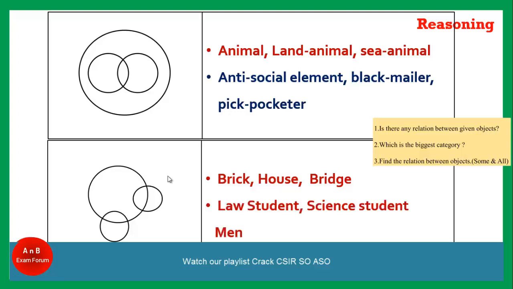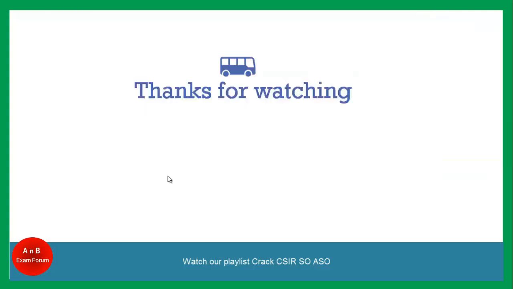Law student, science student, and man. Again, this represents the same thing. This man is the biggest category. You can have a look at it, whatever we told you. So this is the theoretical portion of logical Venn diagram.